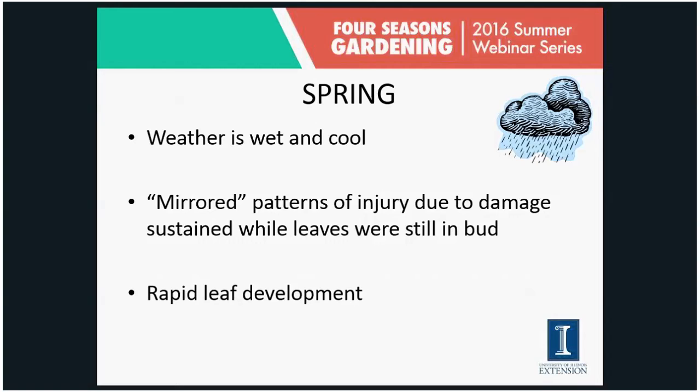And in spring, our weather is wet and cool. And we often see these mirrored patterns of injury, and you'll see some pictures of those in a moment. We get these patterns of injury to the leaves where the damage is mirrored, and it's due to damage that was sustained while the leaves were still in the bud. So while the leaves were still folded, something happened that damaged that developing tissue, and then as they expand, that damage is mirrored on both sides of the leaf. And then we also have rapid leaf development. So we have plants that are growing very quickly, and this can lead to a chlorotic issue that, again, we'll look at pictures of in a moment.